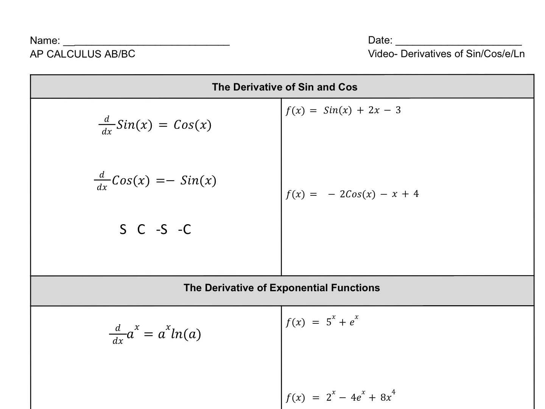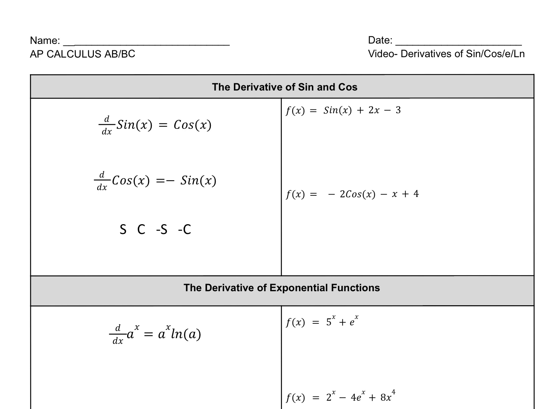Hi everyone. In today's lesson, we're going to talk about derivatives of sine, cosine, e, and ln. So let's start with a couple of definitions. The derivative of sine is cos, and the derivative of cos is negative sine. There is an easy way to remember once we have signs that change.